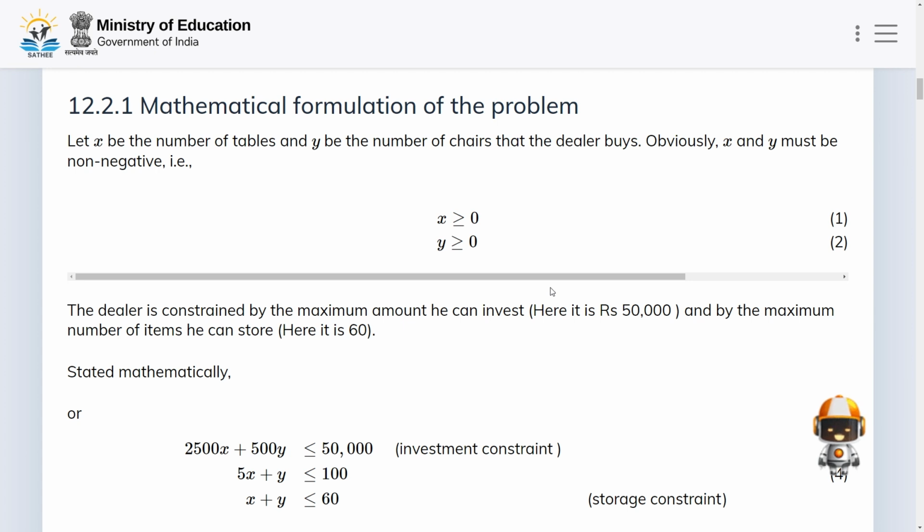Now, mathematical formulation of the problem. Let x be the number of tables and y be the number of chairs that the dealer buys.